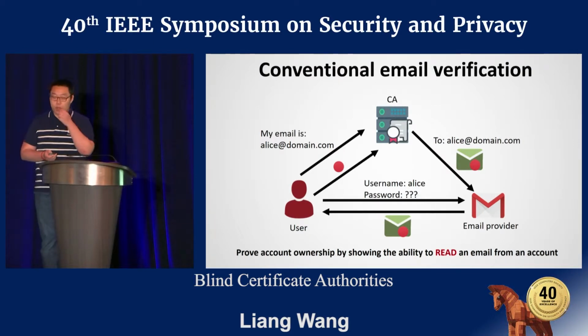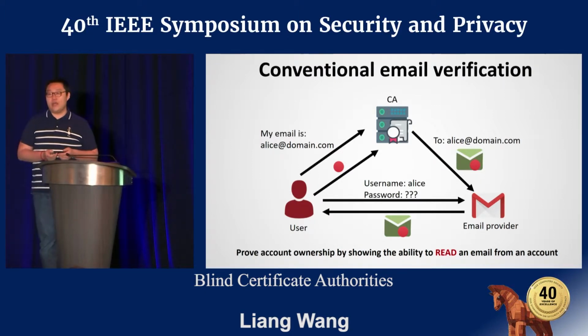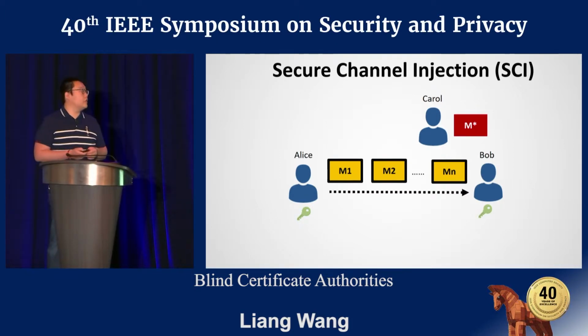So importantly, the conventional email verification proves account ownership by showing the ability to read an email from the account. And how does our method work differently? First, let's look at secure channel injection.